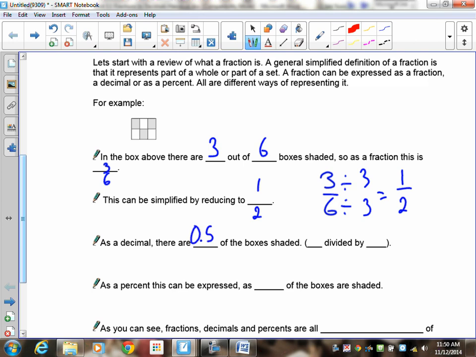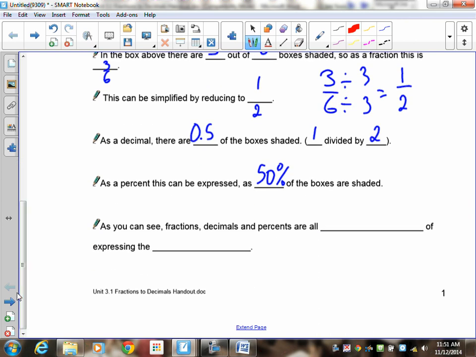Now, how do I get 0.5? That is actually 1 divided by 2. As a percent, you can look up here, since half of it is shaded, 50% of it is shaded. Okay? So you can see fractions, decimals, and percents are all just different ways of expressing the same number. The amounts, 50%, is equal to 1/2. That is equal to 0.5.